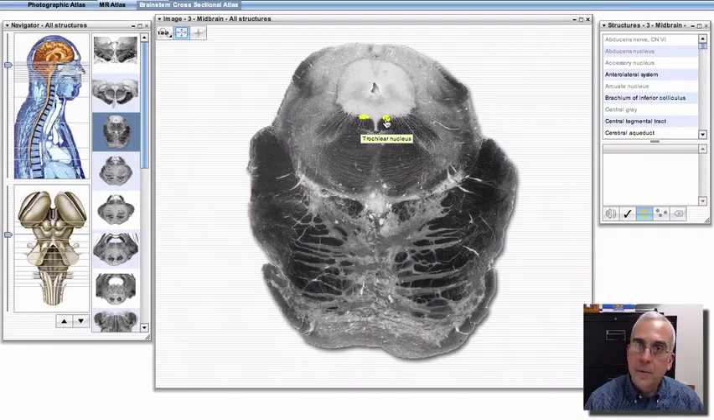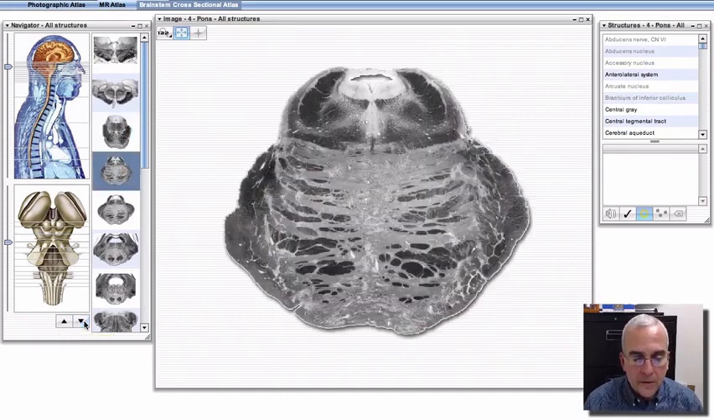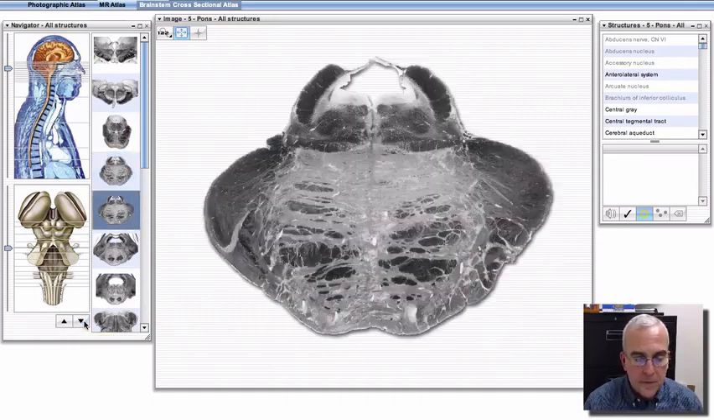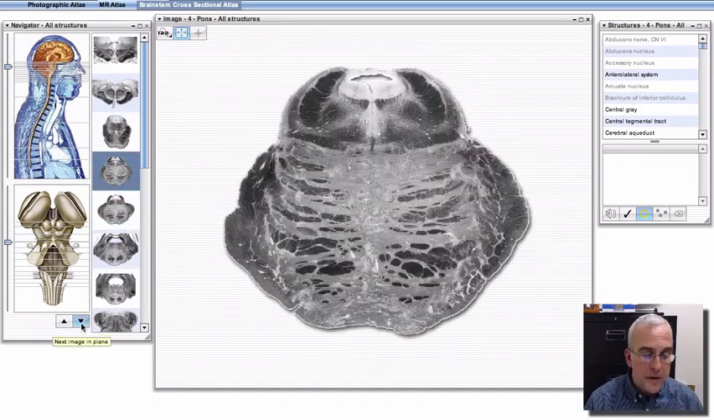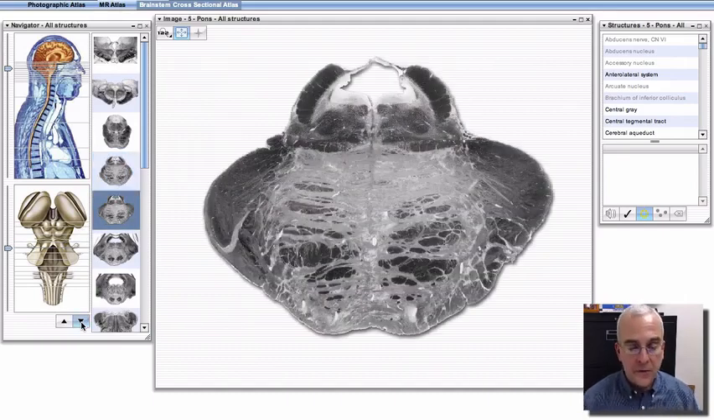So that's nerve 4. Nerve 5 is near the center of the pons, so we need to section into the pons a little bit. So we need to section through the pons just a little bit in order to get to the trigeminal nerve.